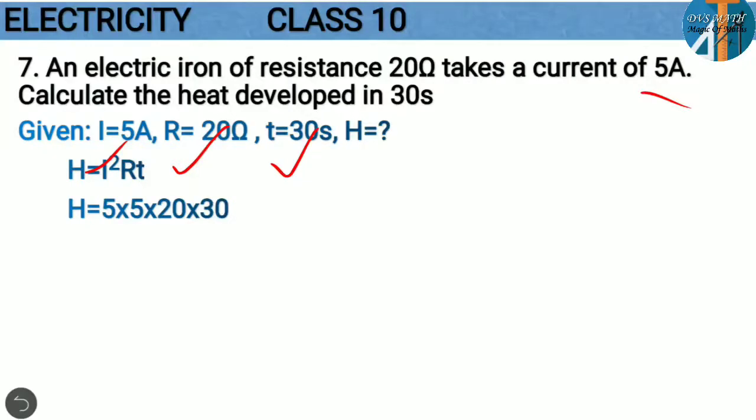5 5s are 25, 25 2s are 50, 50 3s are 150, so with the remaining 2 zeros, 15,000 joule. As you all know, heat is also energy, so it is calculated in terms of joule, so we write the SI unit as joule. So first write the given. H is equal to I square RT. H is equal to 5 into 5 into 20 into 30. So it is 15,000 joule.